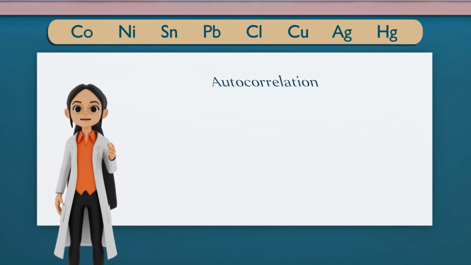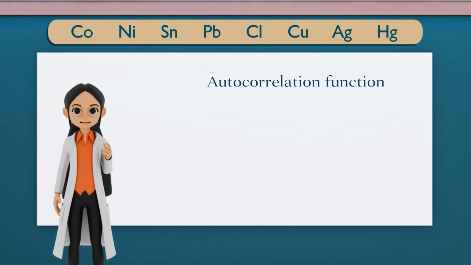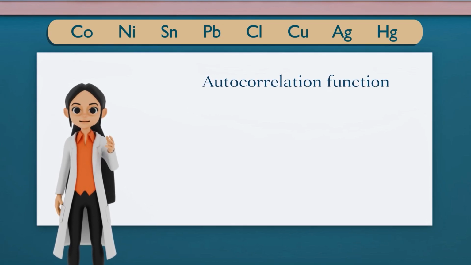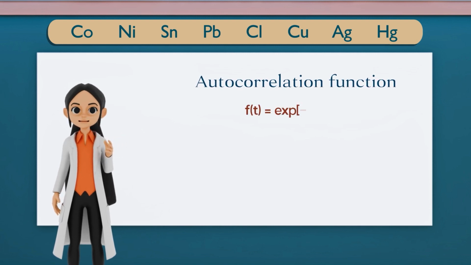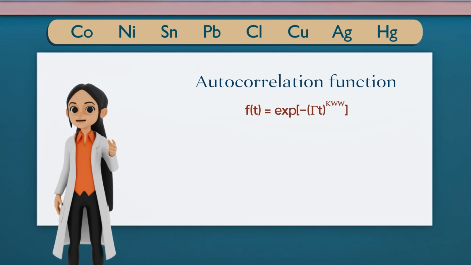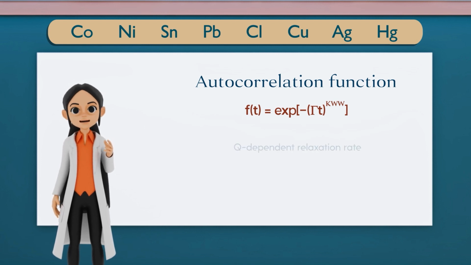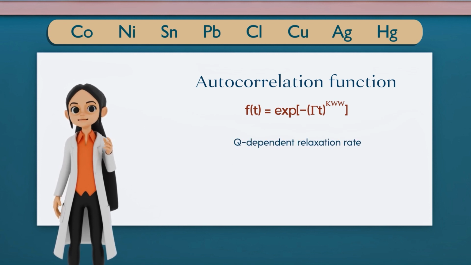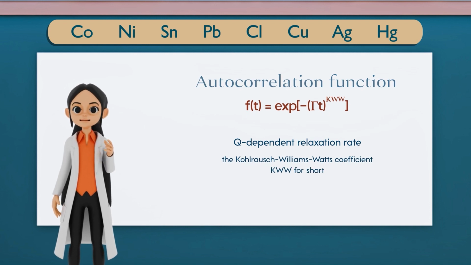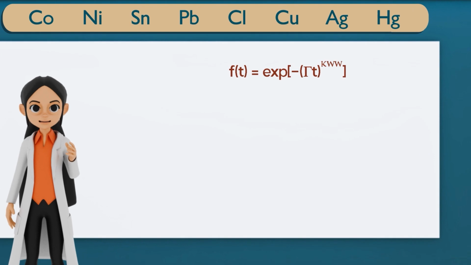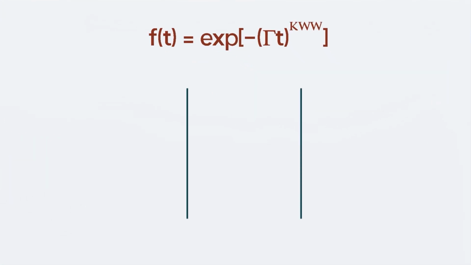We can now use this autocorrelation function to get some information about the dynamics in our sample. For example, we can fit a function of the form shown here to the measured signal. Here gamma of q represents the q-dependent relaxation rate and alpha of q the Kohlrausch-Williams-Watts coefficient, or KWW for short. The latter is closely related to the type of dynamics present in the sample.